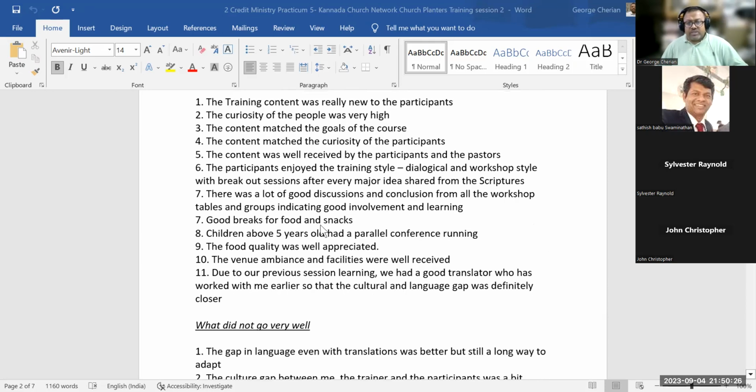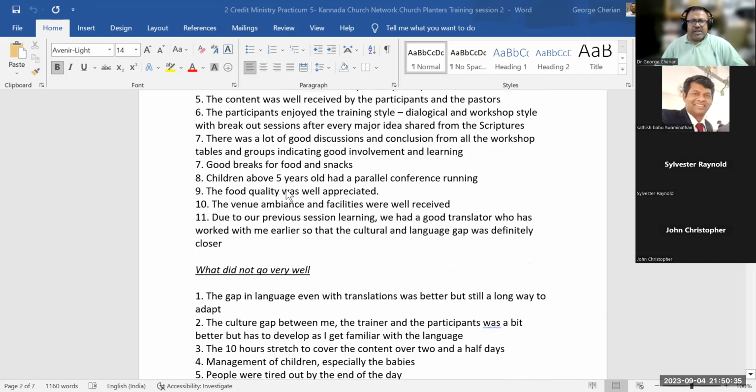There were a lot of good discussions and conclusions from all the workshop tables and groups, indicating good involvement and learning. Good breaks for food and snacks. Children above 5 years old had a parallel conference running, so they didn't disturb the parents, basically. That's a good thing we did. Food quality was well appreciated. The venue ambience and facilities were well received. Due to our previous session learning, we had a good translator.